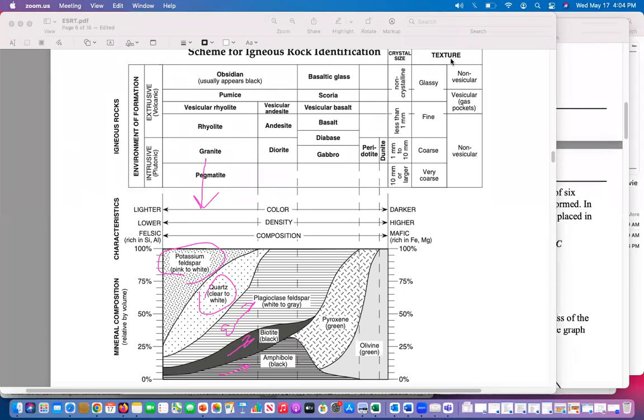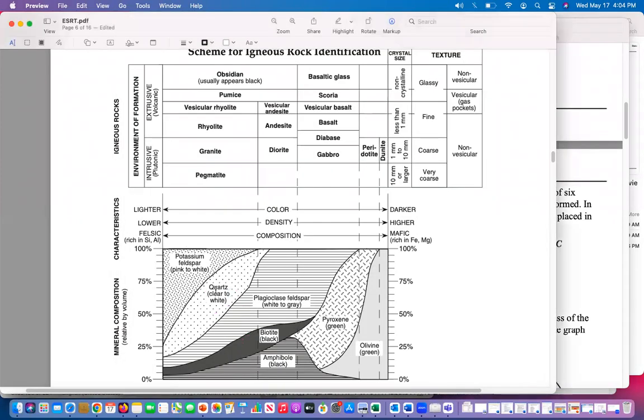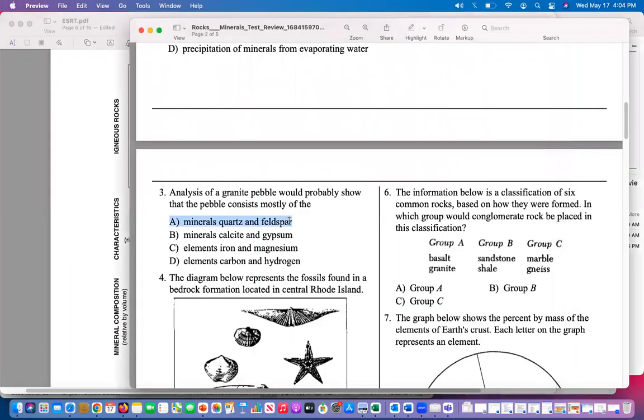So when I take a look, I see minerals quartz and feldspar. Because take a look, quartz and feldspar right here, quartz and potassium feldspar. And where is it located? It is literally located right on the side of granite. So that's how I know it's the correct answer. So it's choice A.